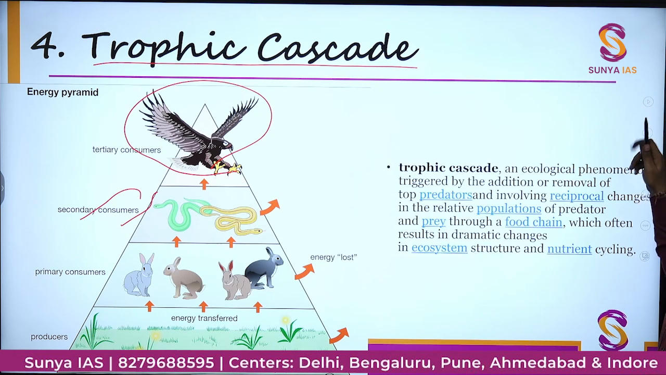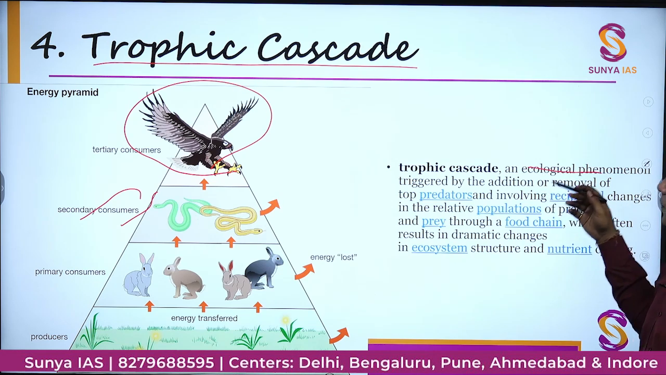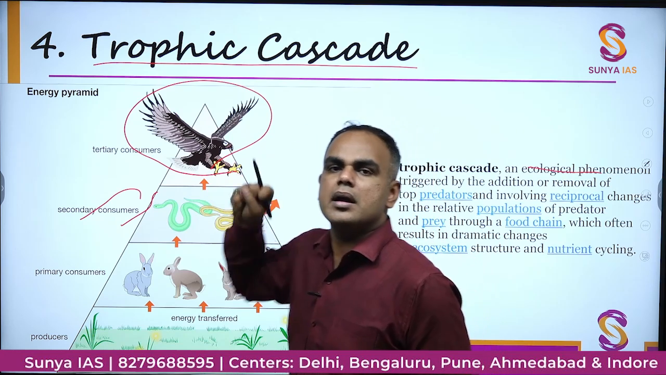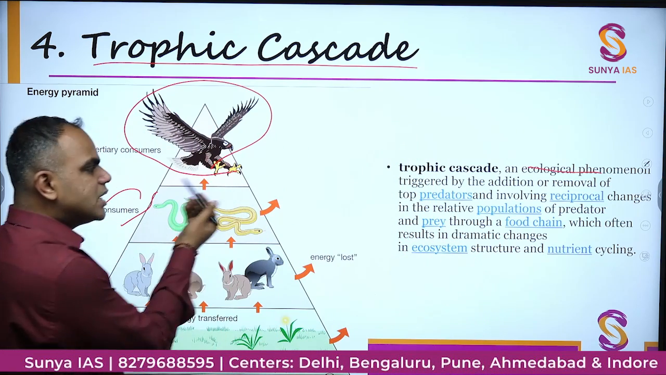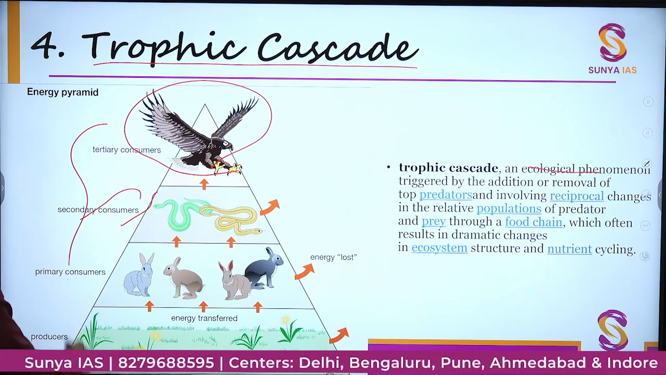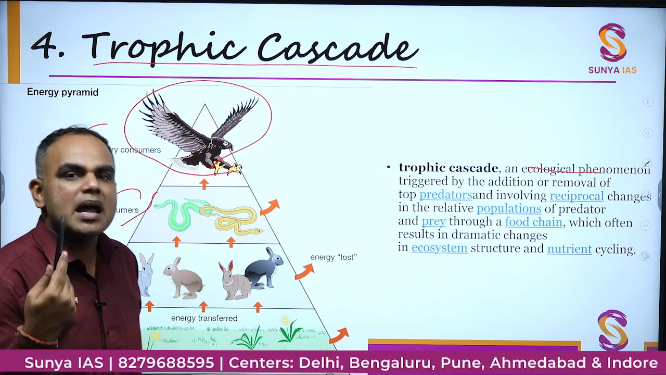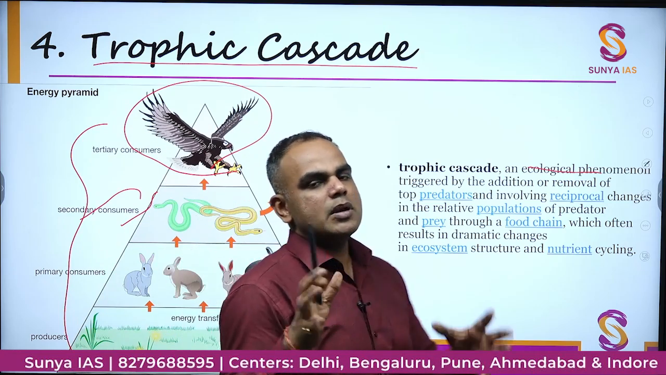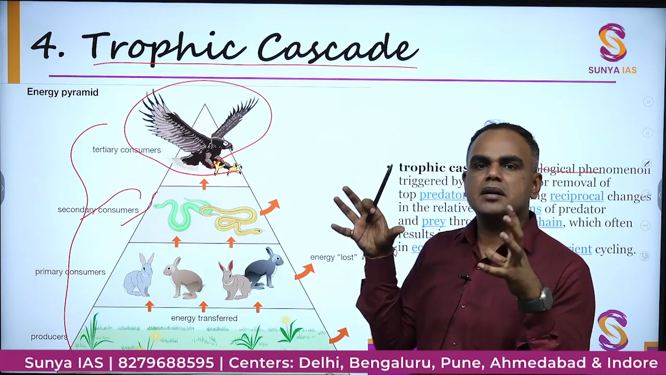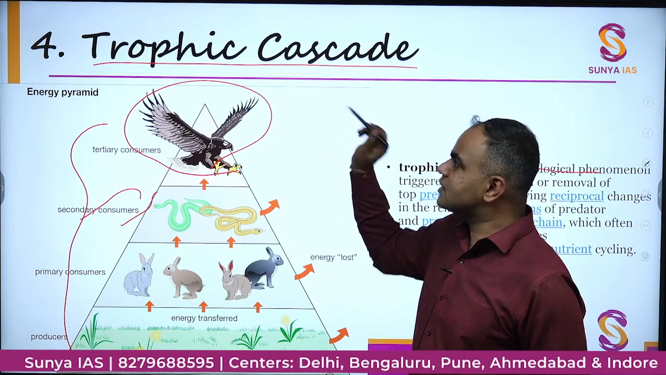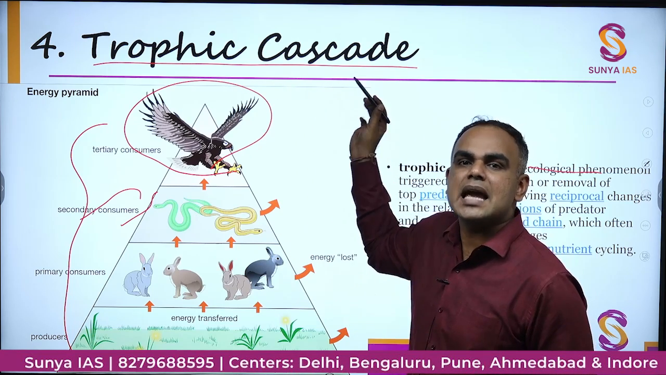This is what it simply means. It is an ecological phenomenon. If you add anything, if you add a predator, if you remove anything, this will cause a disruption through the entire food chain. The entire ecosystem is unbalanced, which is why when you add a predator or remove a predator from a particular food chain, it will have disastrous consequences. This term is known as Trophic Cascade.